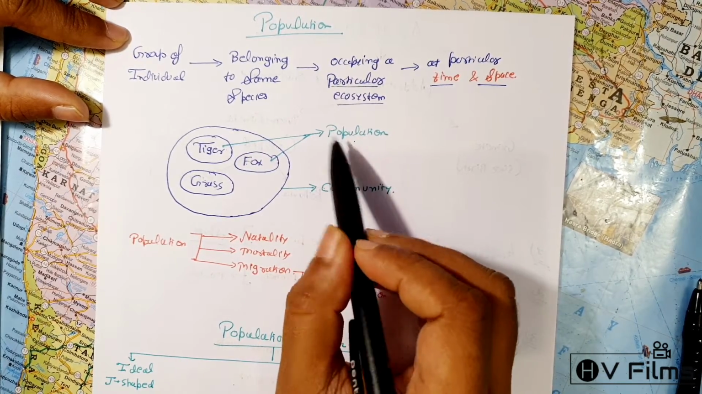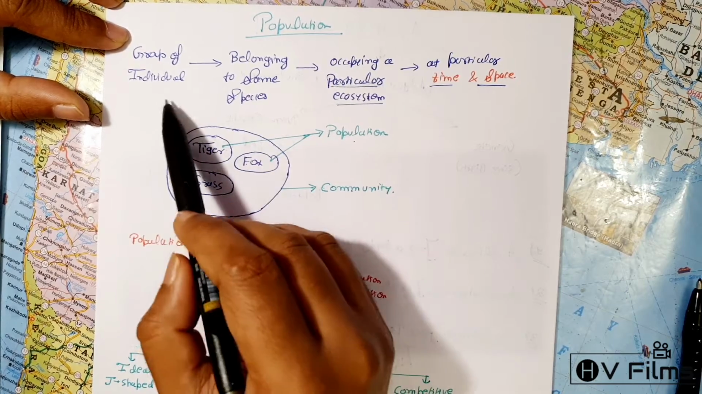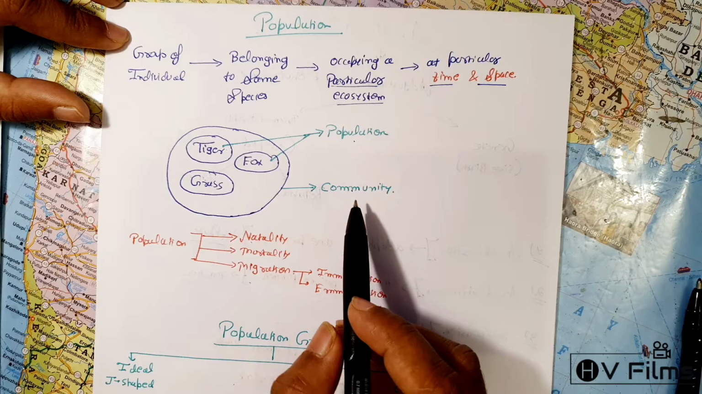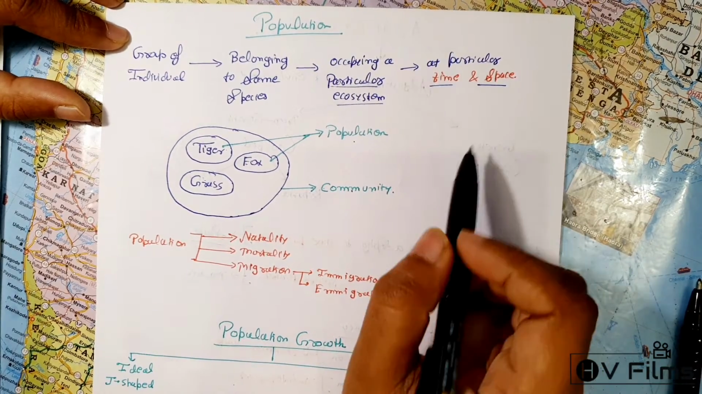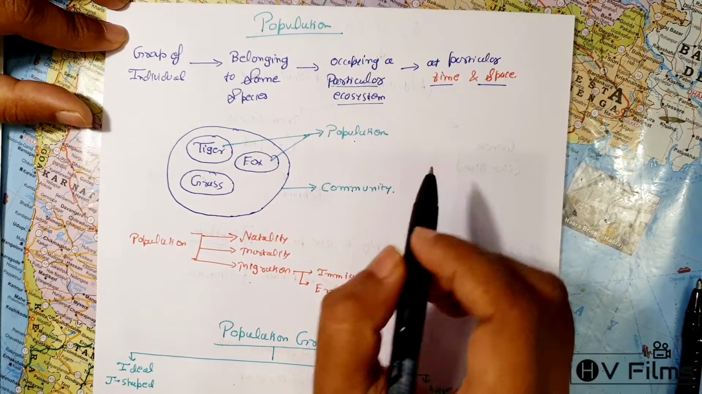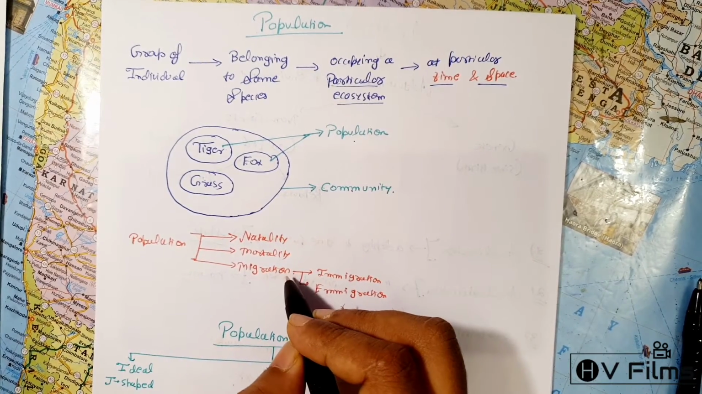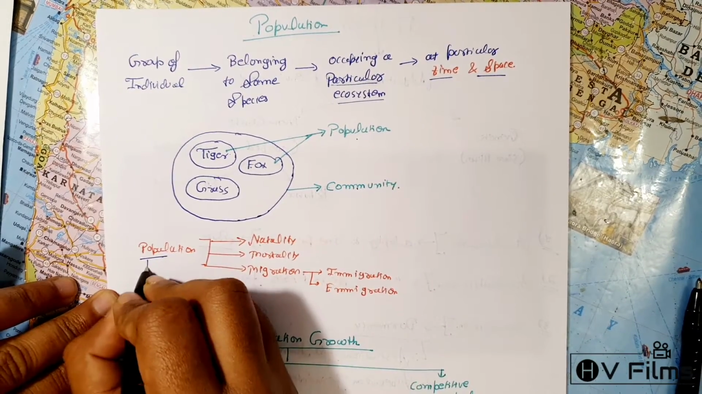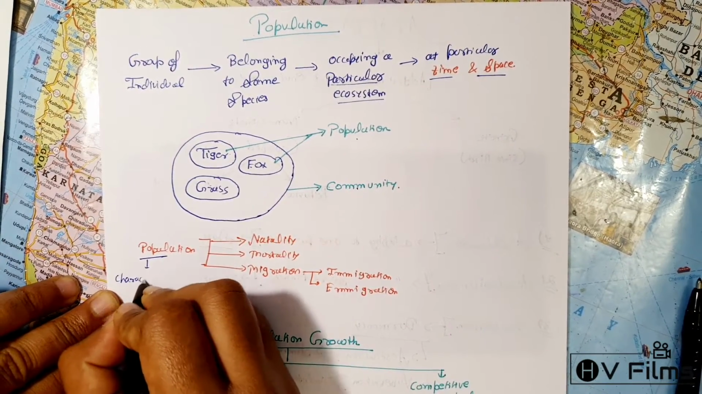Population means a group of individuals of the same species, but the community involves a number of different species possible in a particular time and space. Now the population can be differentiated by natality, mortality, and migration. These are what we call the characteristics of population. So I'll mention it here.